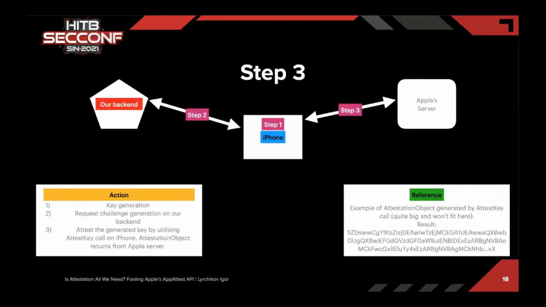And then, step number 3: after we call this attest key function with all necessary parameters, our iPhone actually sends outgoing requests to Apple's server. And in the response to this request, we receive the attestation object. It's a really, really huge piece of data. It won't even fit in the reference corner, so yeah, it's cropped here.